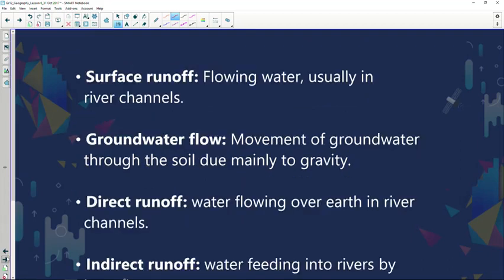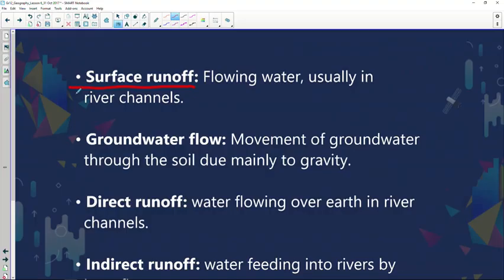If you look at the fluvial process, we've got surface runoff. Very importantly, grade 12, it's water usually in our river channels. Now, we're going to discuss the different types of rivers as well in a couple of slides' time. But by now you only know about two rivers: permanent rivers and non-perennial rivers, that we will discuss in the next couple of slides. And then groundwater is when the water infiltrates through the soil because of gravity.